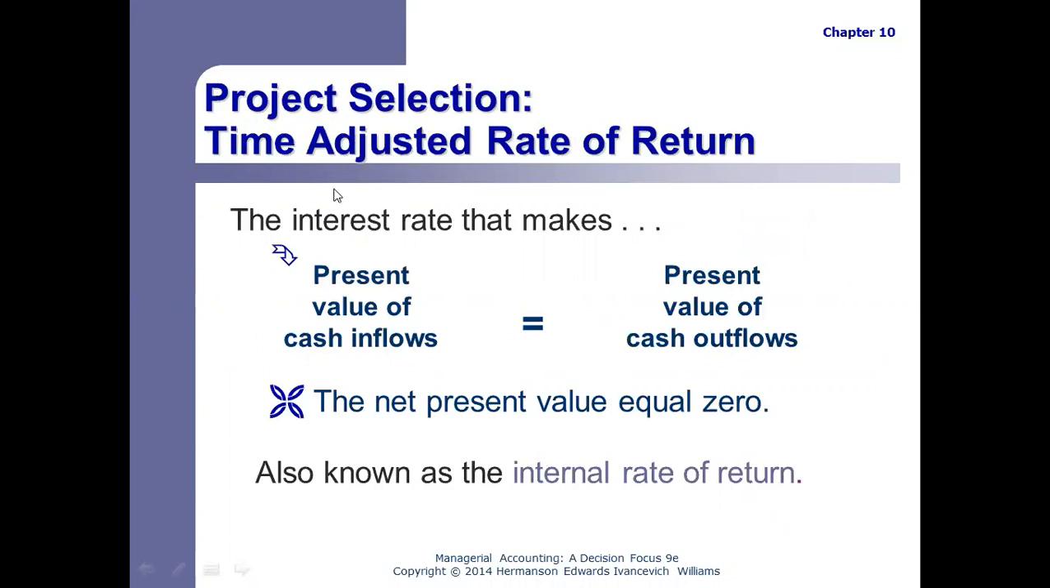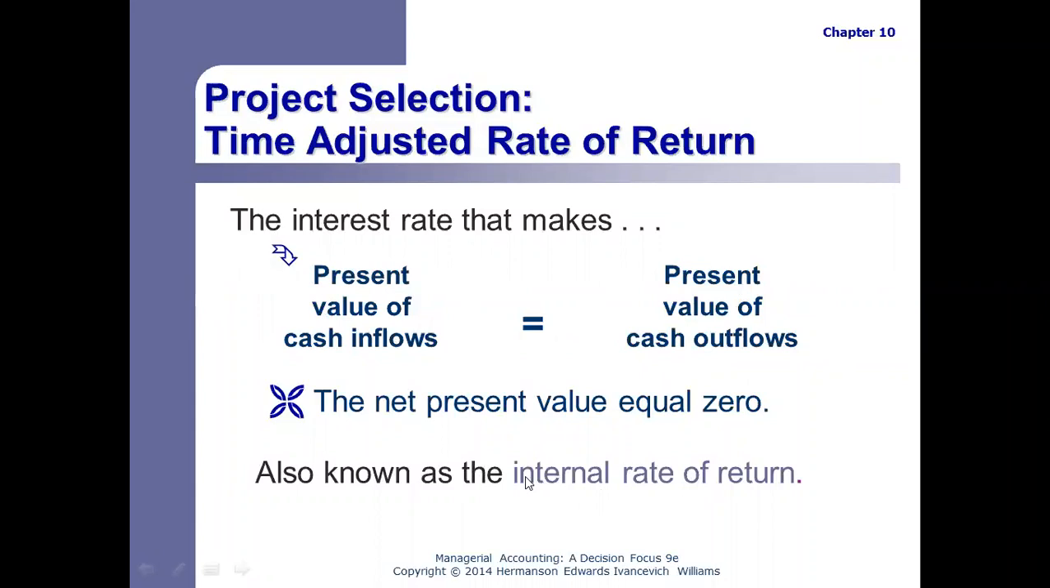The final method, I think, to use for capital investments is called the time-adjusted rate of return. It's actually more commonly known in the business world as the internal rate of return, okay? What this measures is the point at which the present value of the cash inflows equals the present value of the cash outflows. So it has to be exactly the same, the PV of the inflow and the PV of the outflow. What this measures is exactly how much return you're going to get on the investment.